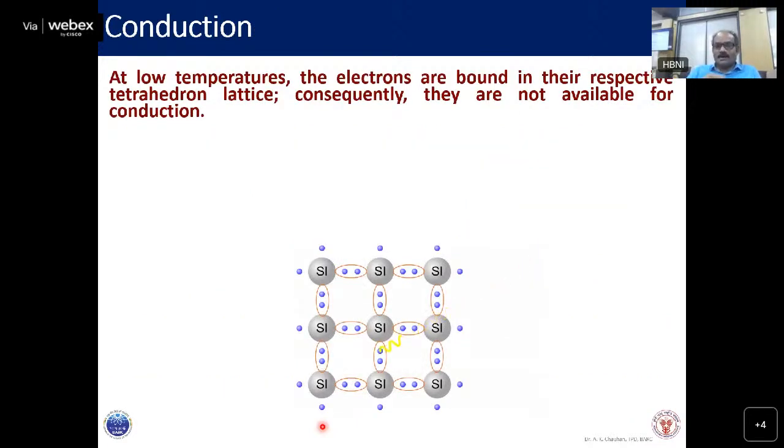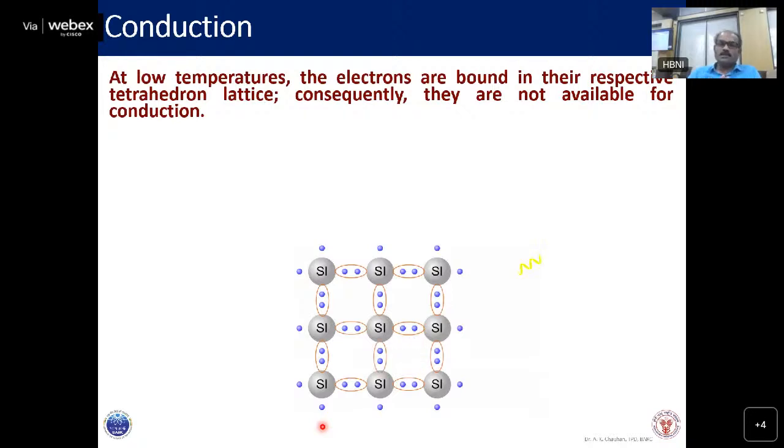Now, when all the electrons have made bonds, there are no free electrons available. So how is conduction possible? Ideally, a semiconducting material at absolute 0 Kelvin will behave like an insulator, because there will not be any electron available for conduction.